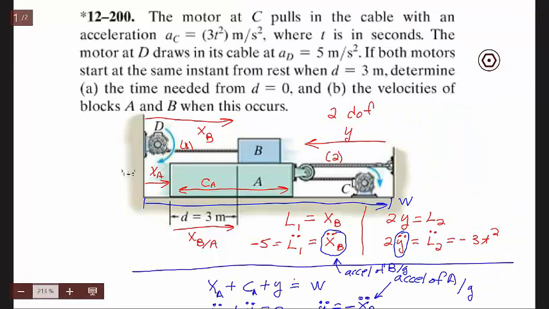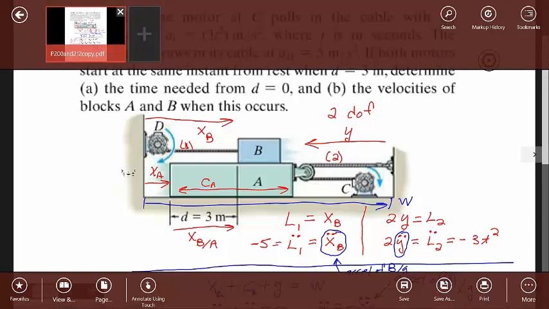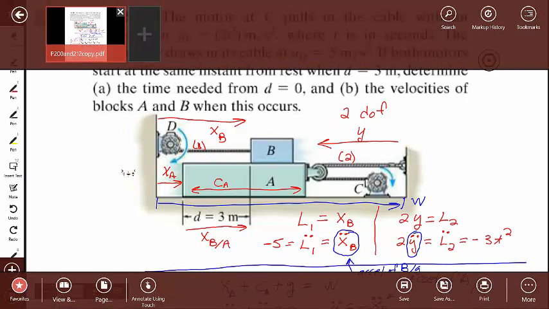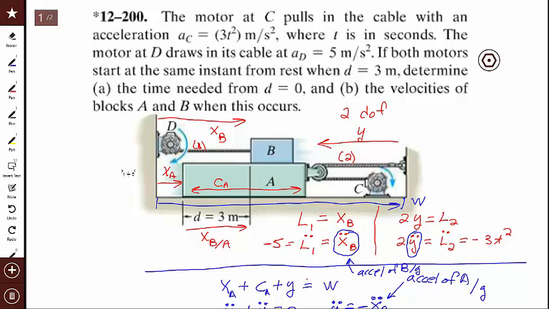Okay, here's a problem. What we want to do is determine the time needed for this value of d to change from 3 down to 0. Let's classify this. This is a time spanner problem because we know where the blocks are now: at time equals 0, D will be 3 and they're at rest.